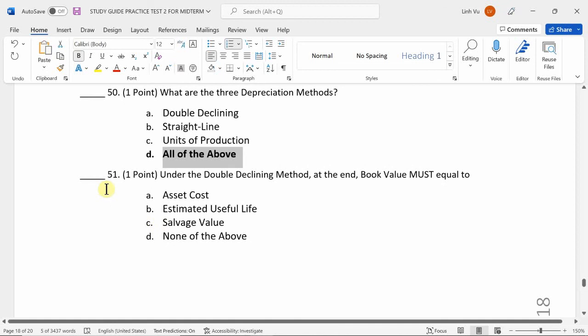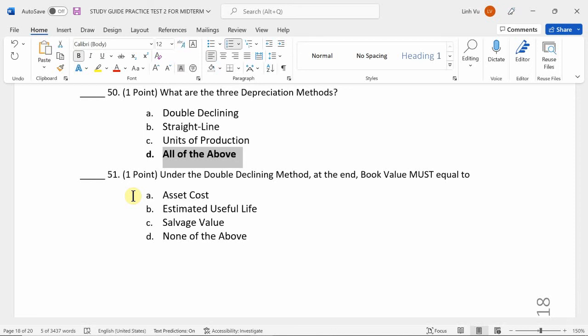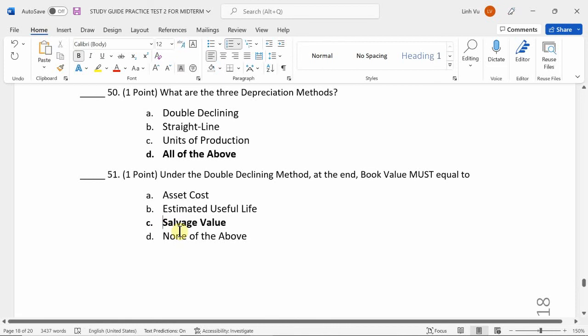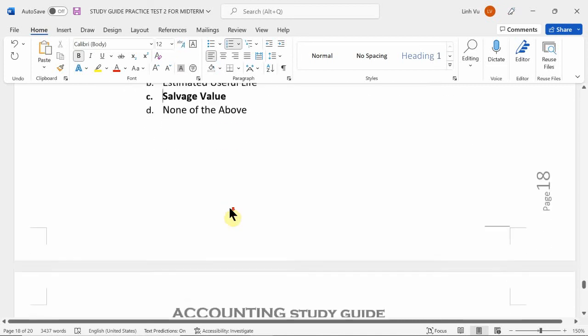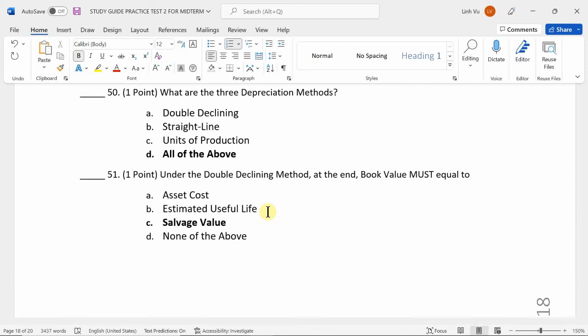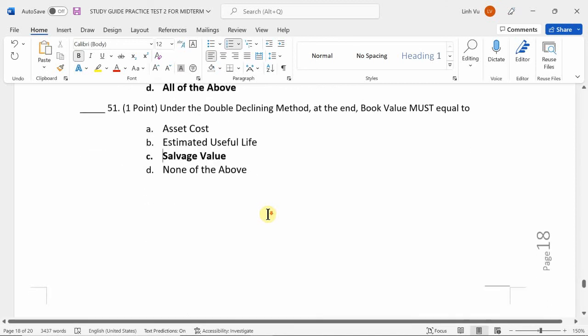Number 51, under the double declining method, at the end, book value must be equal to your salvage value. No asset when you depreciate can fall below salvage value. But under double declining, we have to be very careful because we're depreciating it twice as fast. So we need to make sure that our book value does not fall below salvage value, even if it's before the end of its estimated useful life.